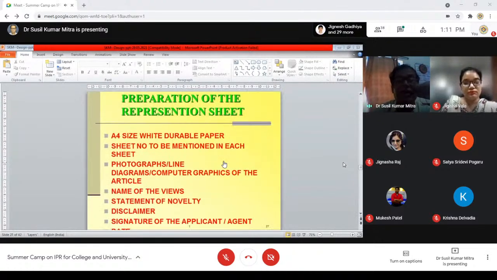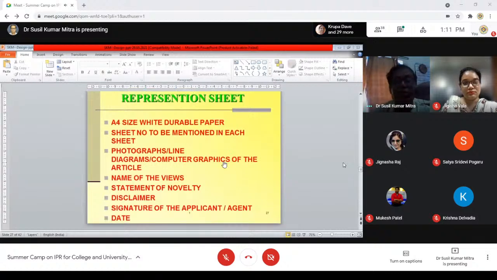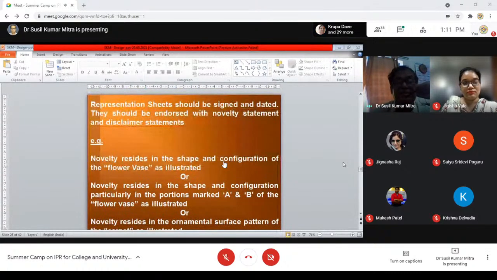And the A4 size durable paper, photograph or line drawing is required, diagrams, name of the views, statement of novelty, disclaimer, and the signature is required. I'm just giving some examples, then you can understand. And in the representation sheet, you can also mention the novelty statement and the disclaimer statement.